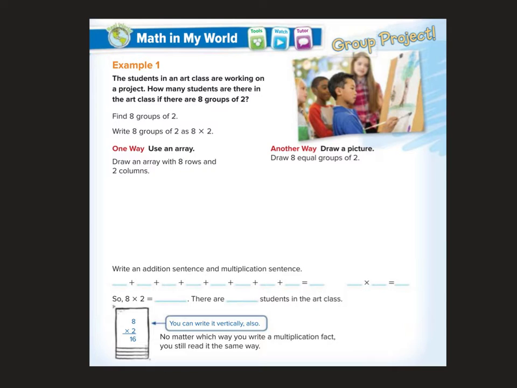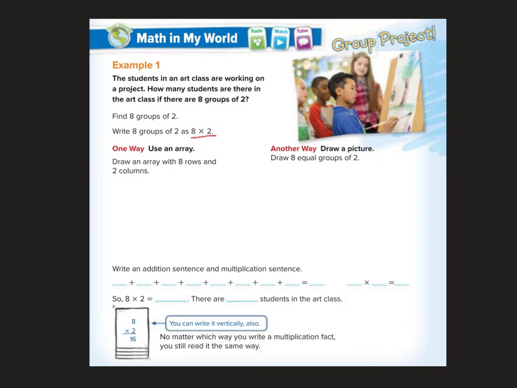Example 1. The students in an art class are working on a project. How many students are there in the art class if there are 8 groups of 2? So here I'm going to find, well, what are 8 groups of 2? And I can think of 8 groups of 2 as 8 times 2.